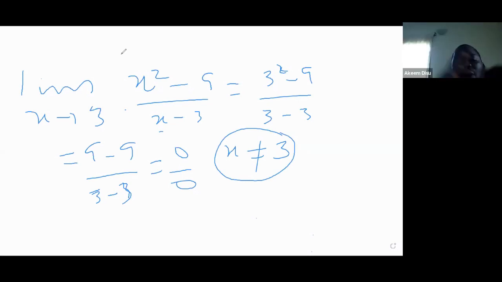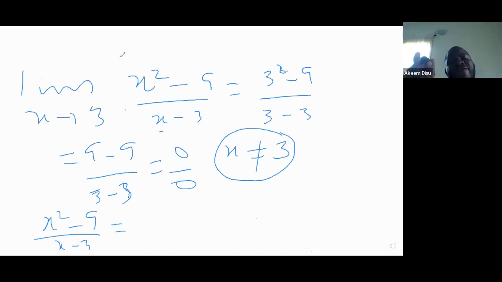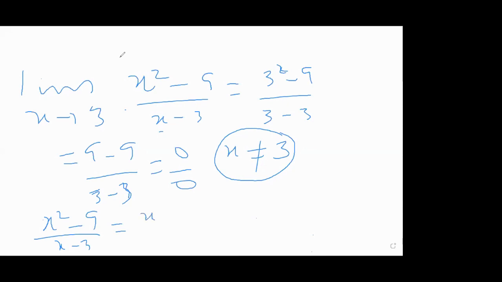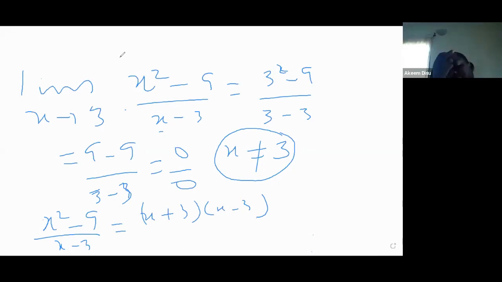3. Algebraically, we can solve this problem like this. That is, here we can expand x squared minus 9 over x minus 3. If you know, this is the difference of two squares. And the difference of two squares gives us x plus 3, x minus 3. Can someone multiply it out? If you multiply this expression out, we are going to have x squared minus 9.